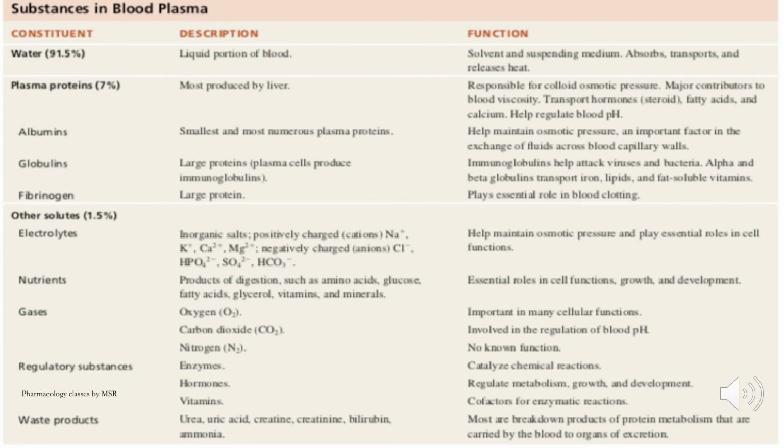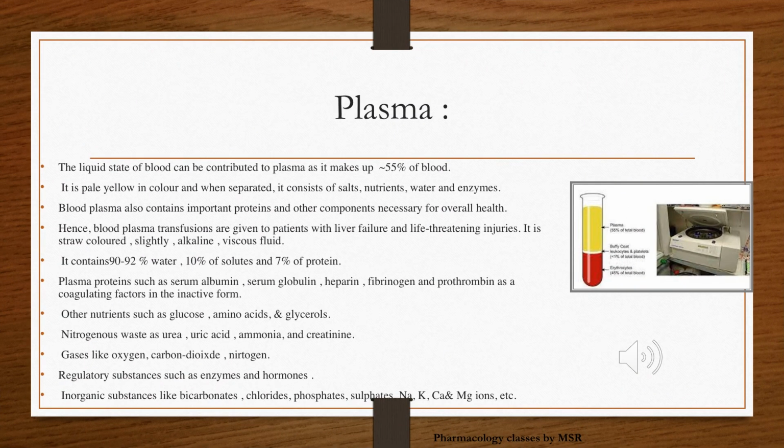So here are the various constituents present in the blood plasma along with their functions. As we have discussed, plasma is about 55% of our blood. It is pale yellow in color when separated and consists of nutrients, salts, water and other enzymes. It consists of important proteins like albumin, globulin, glycoproteins, etc. When a person has liver failure or life-threatening injuries, we do blood plasma transfusions. And it contains about 90 to 92% water.